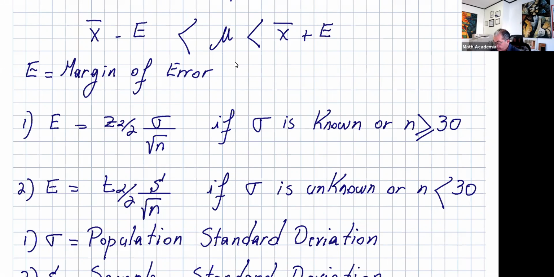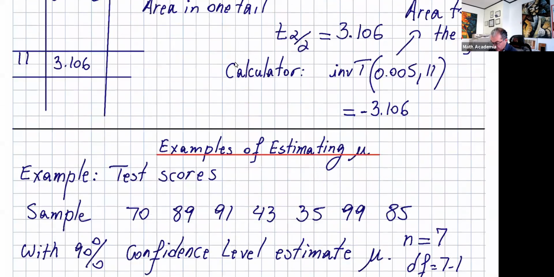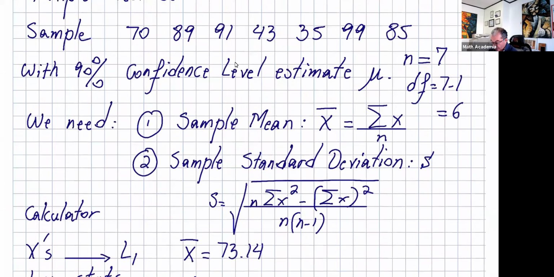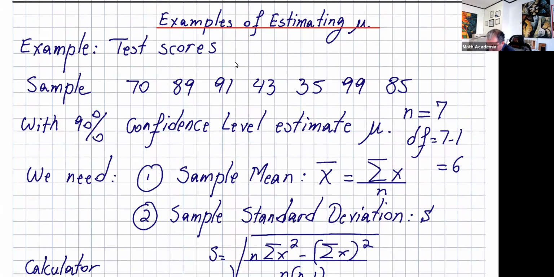We use this if sigma is unknown, that means we can calculate s, the sample standard deviation, or n is less than 30. But just know, sigma known, use normal distribution or z values. Sigma unknown, use the t distribution or t critical values. So we went over how to read the table. Here I prepared a couple of examples for you to see how that works.